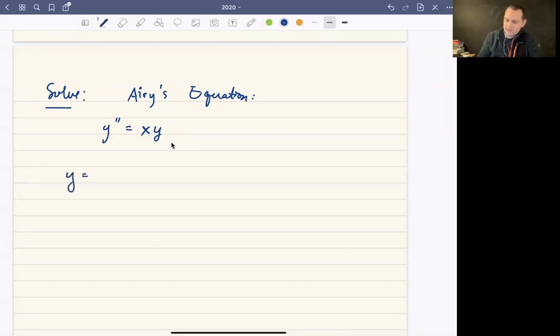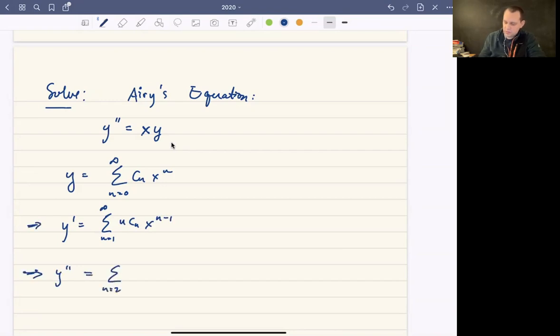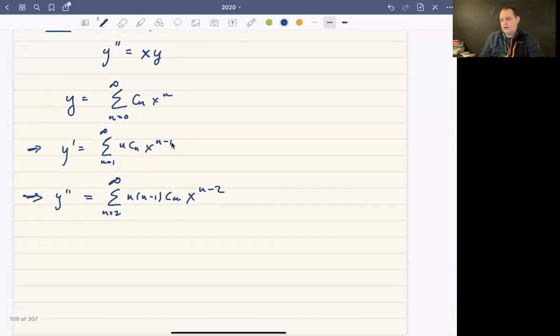Let's let y be the sum c sub n x to the n, so n goes from 0 to infinity. And then y prime is going to be the sum starting at 1 of n c sub n x to the n minus 1. And then y double prime is going to be the sum from 2 to infinity of n times n minus 1 c sub n x to the n minus 2. And we're going to take our expressions for y double prime and y and plug them back into our differential equation.